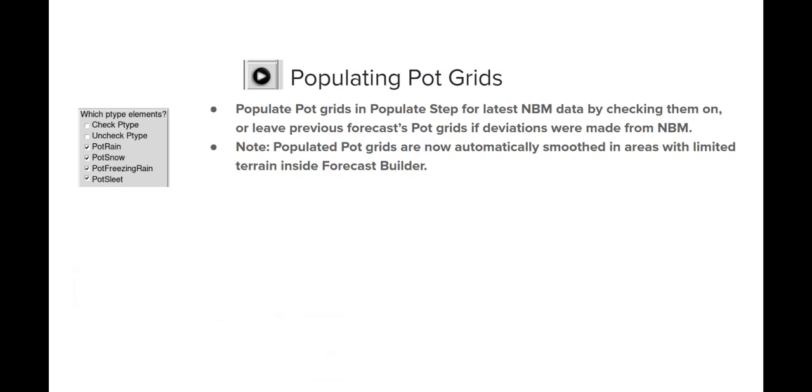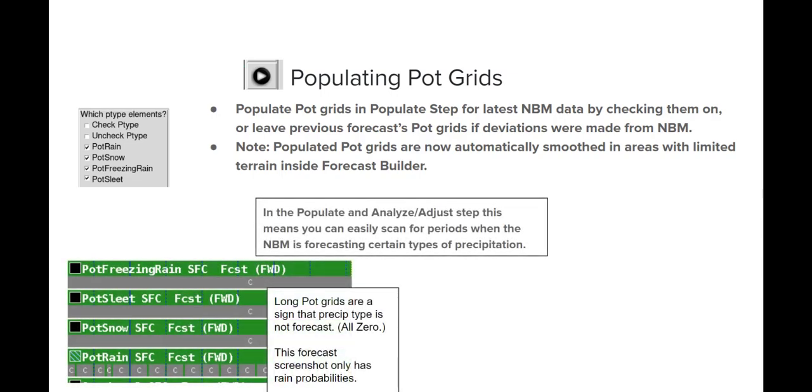When you interact with the POT grids in the Analyze Adjust step, you can easily scan for periods when the NBM is forecasting certain types of precipitation. Here's what these grids will look like after populating, and note that long POT grids are a sign that a precip type is not being forecast by the NBM. They're all zeros, so you just get one giant grid with a value of 0.